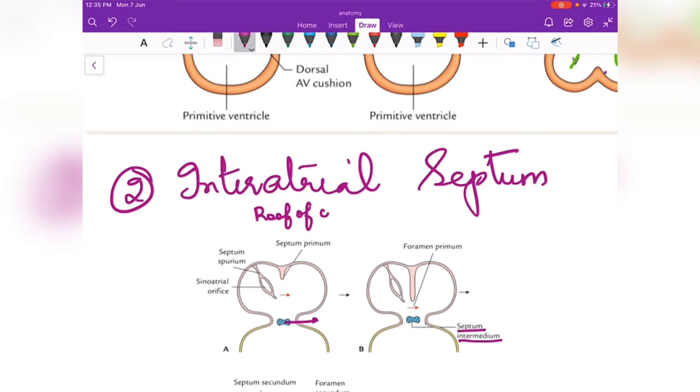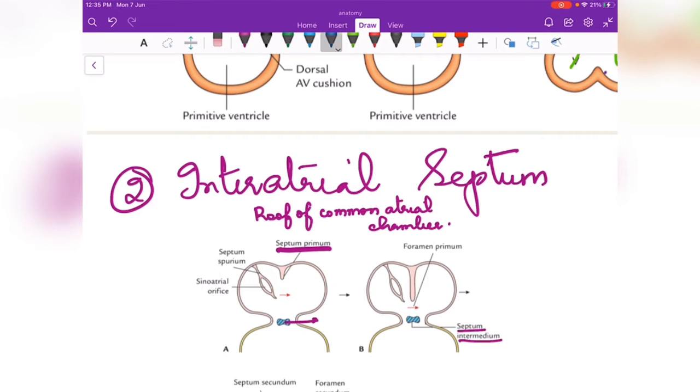of the common atrial chamber, the roof of the common atrial chamber, there will be an outgrowth. An endocardial cushion develops, and there will be an outgrowth, and that's the formation of the septum primum. This outgrowth, this projection, is known as the septum primum.